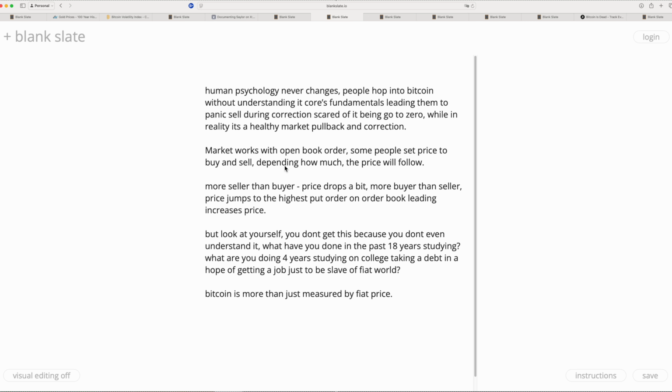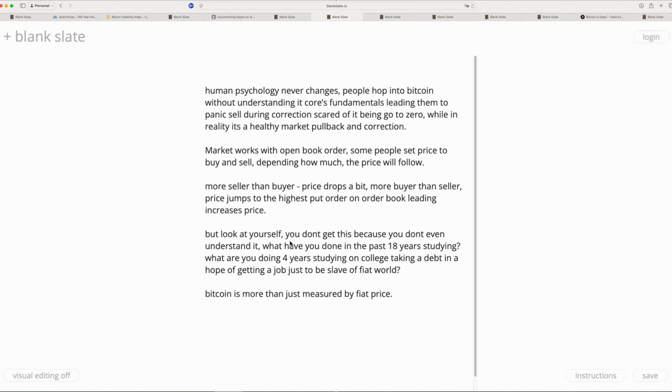Also, when we talk about how the market works, it works with an open order book. Some people set a price to buy and sell depending on how much, and then the price will follow. If there are more sellers than buyers, the price drops a bit until there are more buyers than sellers. Then the price jumps to the highest buy order on the order book, leading to an increase in price.